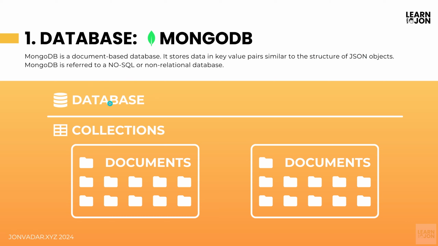So typically we have our database and then a collection, which is similar to tables in a relational database. Then within the collections, we have documents, which is similar to the rows inside the table of a relational database. So we will use MongoDB as our database.